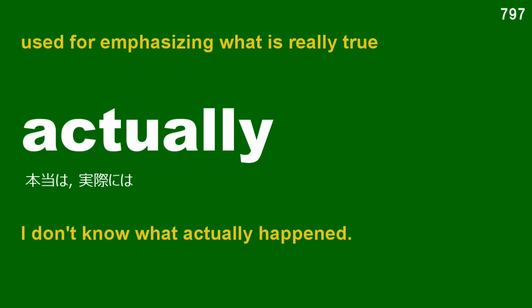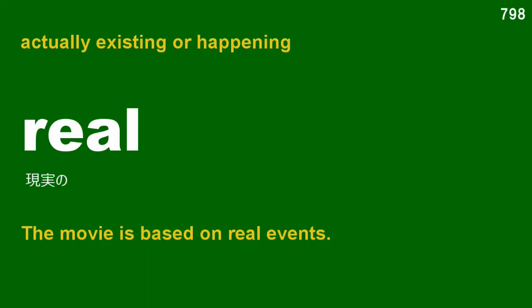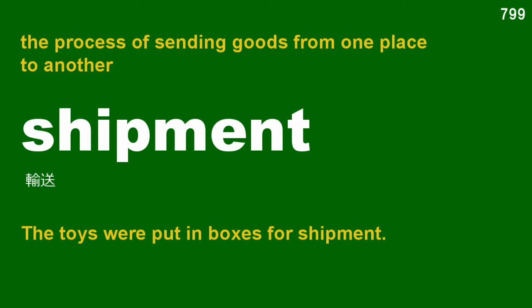Used for emphasizing what is really true. Actually. I don't know what actually happened. Actually existing or happening. Real. The movie is based on real events. The process of sending goods from one place to another. Shipment. The toys were put in boxes for shipment. Not related to real things that happen. Unreal. Many people go into marriage with unreal expectations.